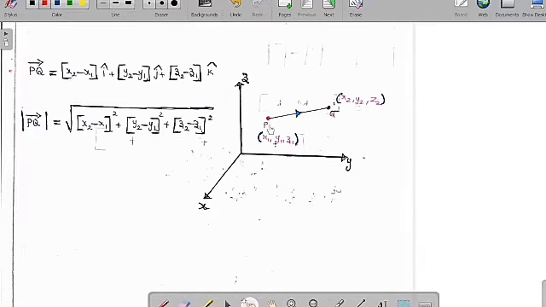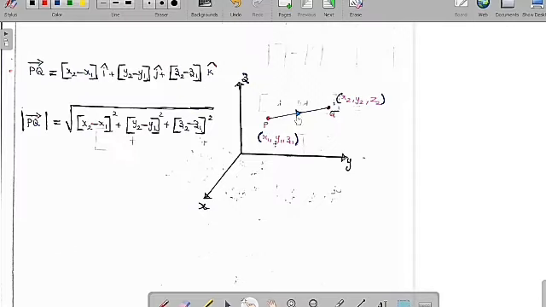Suppose there are two points in the three coordinate system, P and Q, where P is (x1, y1, z1) and Q is (x2, y2, z2). Now I draw a vector from P to Q. The arrow goes from P to Q, so we call P the tail and Q the head. PQ bar is the final point minus the initial point, or final position minus initial position. So PQ bar equals (x2 minus x1) i cap plus (y2 minus y1) j cap plus (z2 minus z1) k cap.